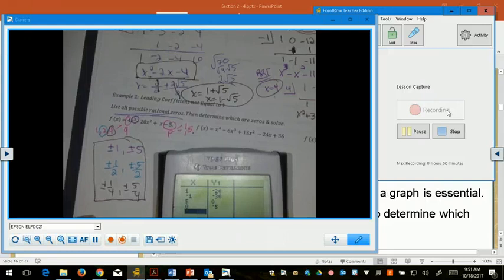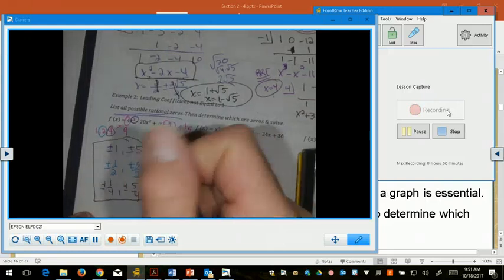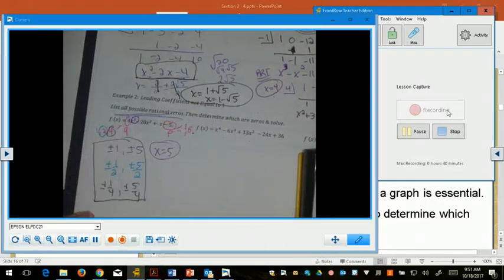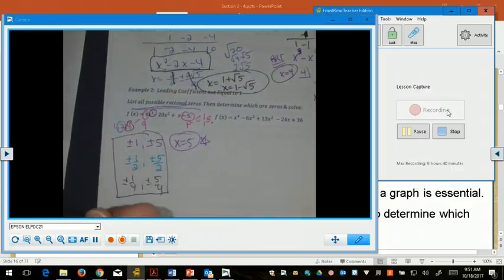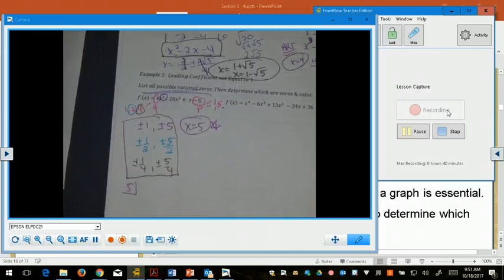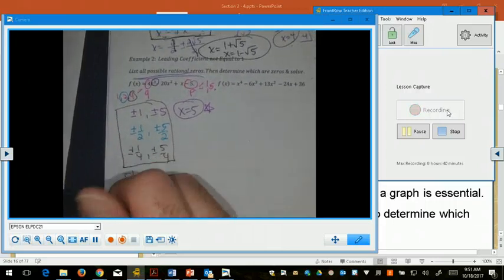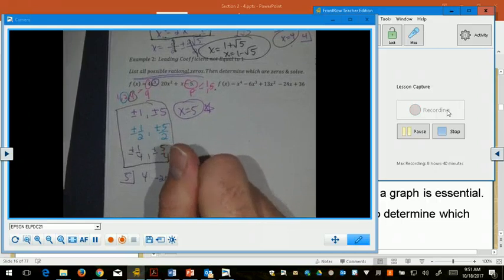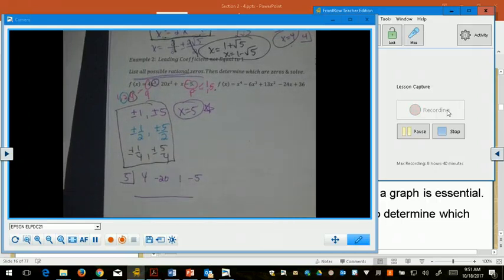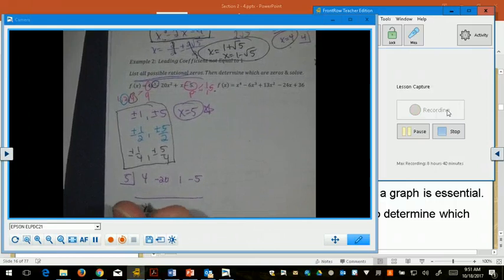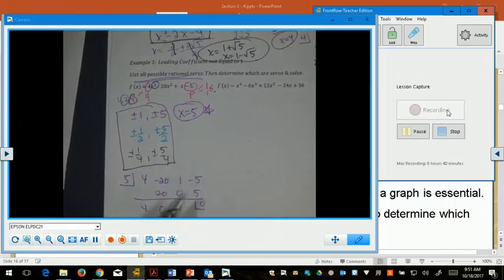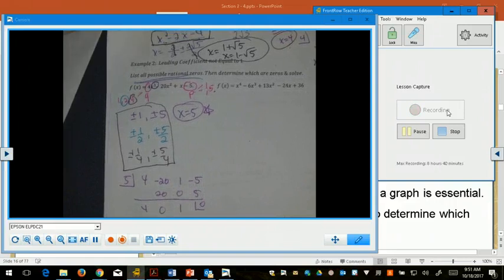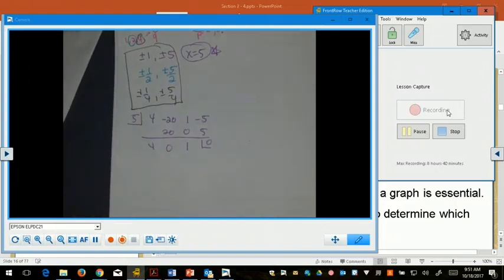So 5 is one of the zeros. X equals 5 is the first one I find. That's one of my zeros. I'm going to divide that out synthetically to break it down to a quadratic. So 4, negative 20, 1, negative 5. I'm left with the following quadratic equation.